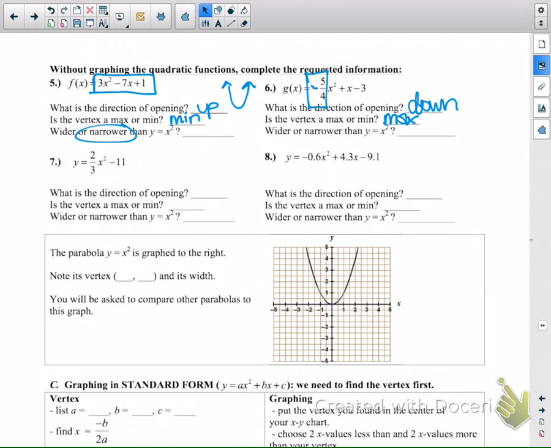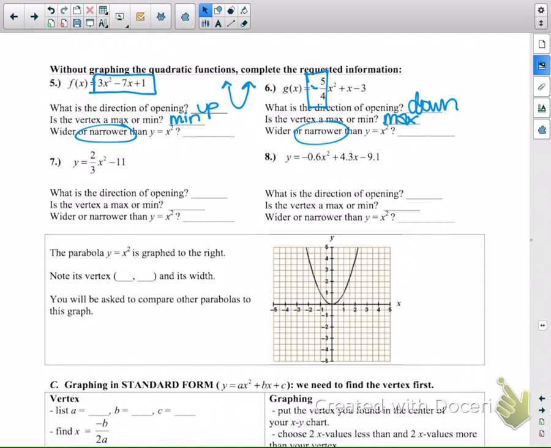Now careful on this one. Wider or narrower just depends on whether that number a, doesn't matter whether it's positive or negative, it just matters whether that number is bigger than 1 or smaller than 1, ignoring the positive negative. So is 5/4 bigger than 1 or less than 1? Bigger, which makes it what? Narrower. A lot of people see fractions and immediately want to go to wider. So just be careful on that.